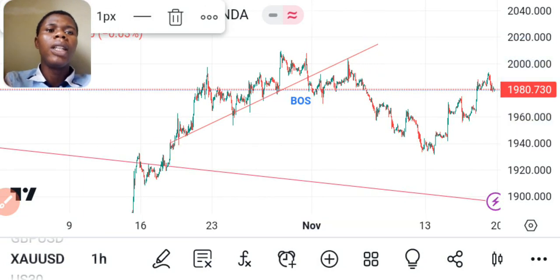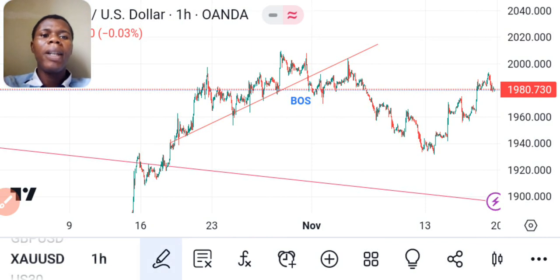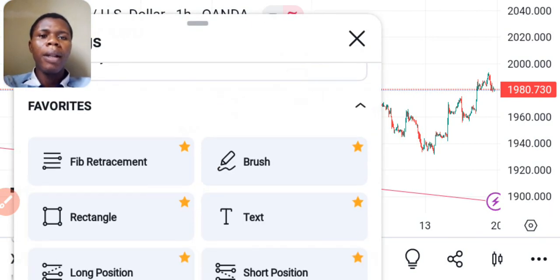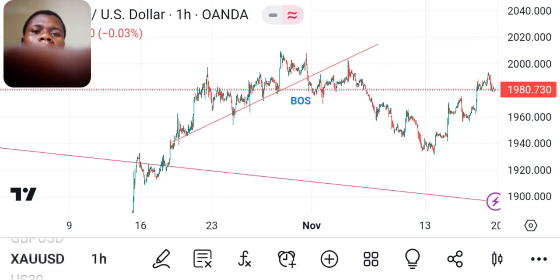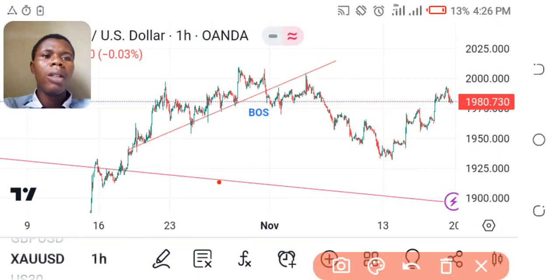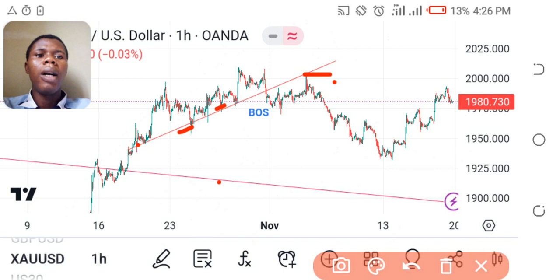Now as you can see, this was the one that was respected. Why am I saying it was respected? Let me show you why. See this zone here. This was when the market came back to that trend line, meaning the market started the major swing point here, came here, here, and here.